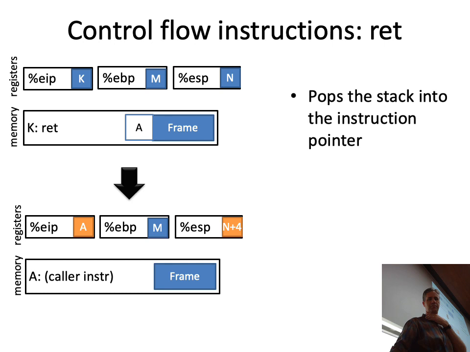Okay, so the opposite of a call instruction is a ret instruction. So ret will pop an address off the stack, so it'll read an address out of the stack memory, put it into the instruction pointer register, increment the stack by the size of an address, and then start executing. So here we have a ret, we have an address A on our stack. When we return, the instruction pointer is now A, and our stack pointer is now 4 above where it was before. Okay?